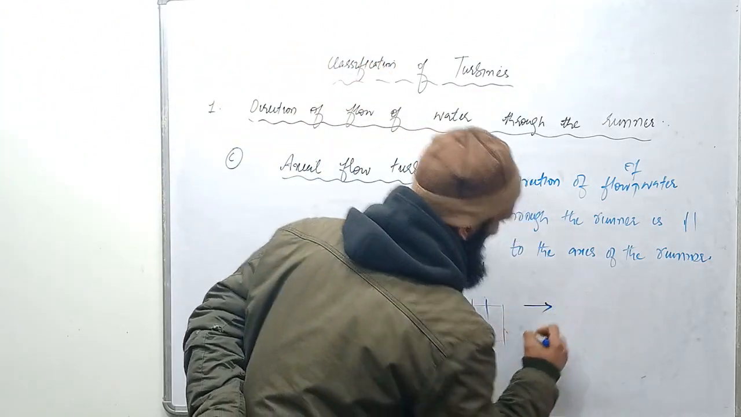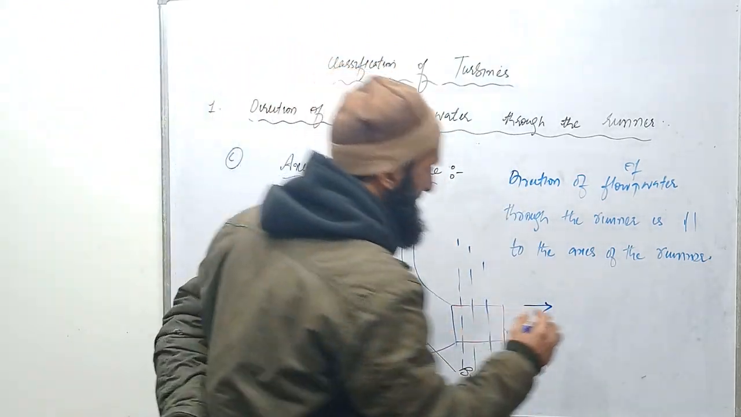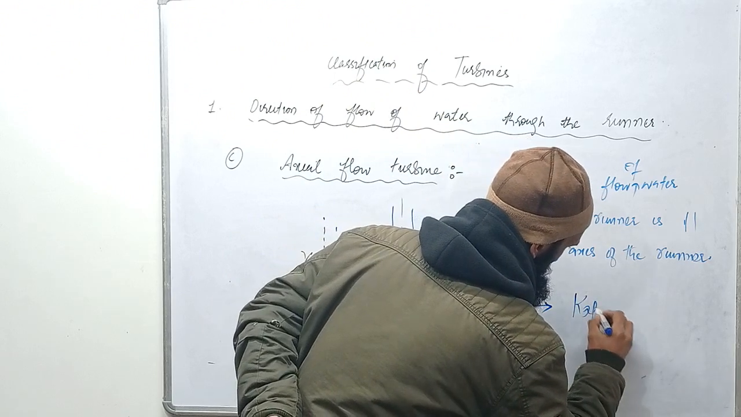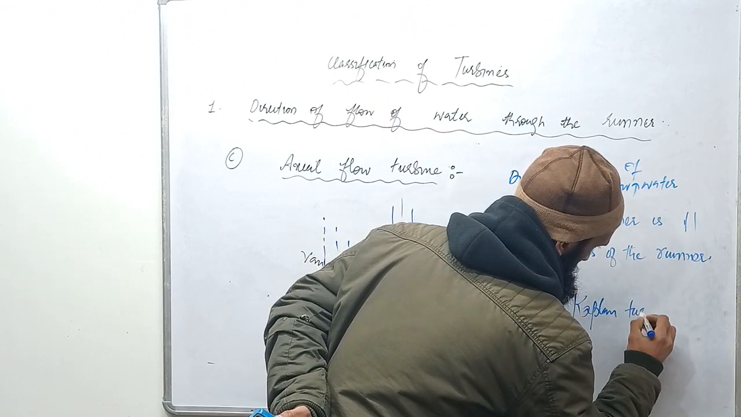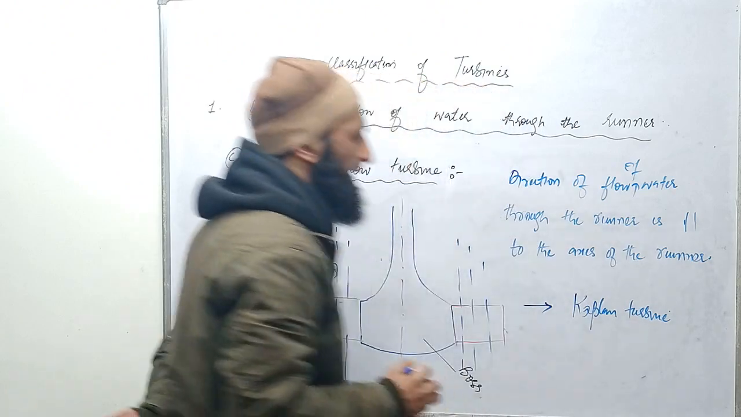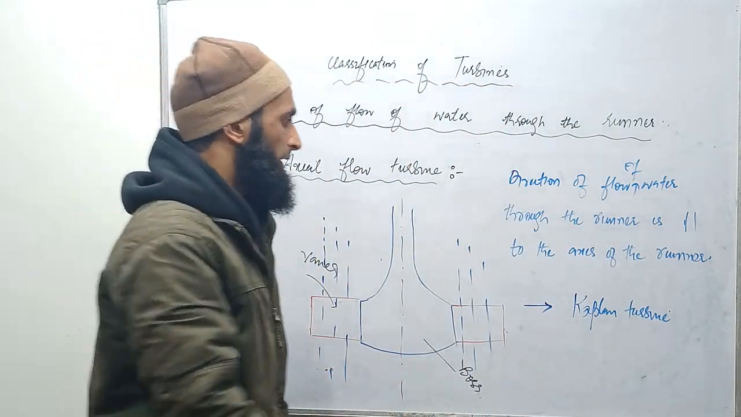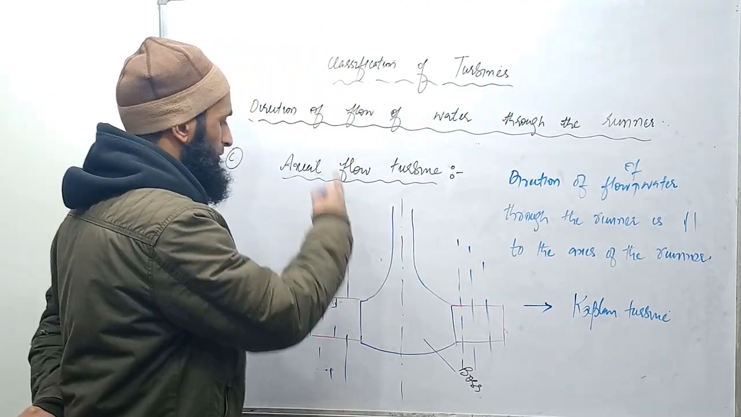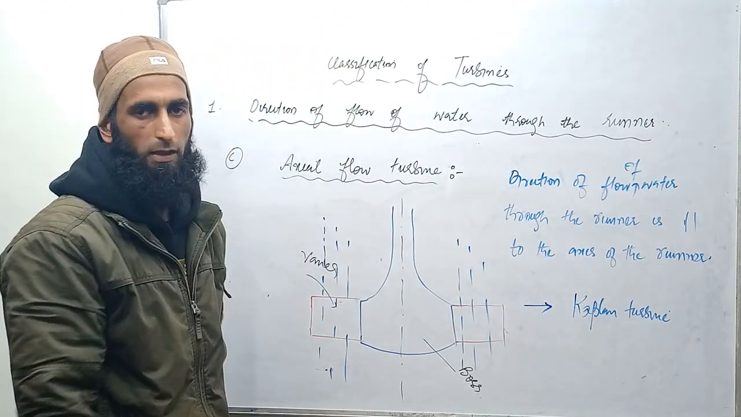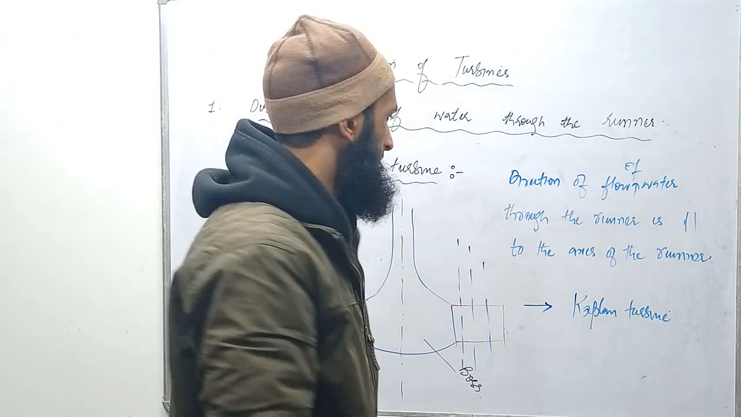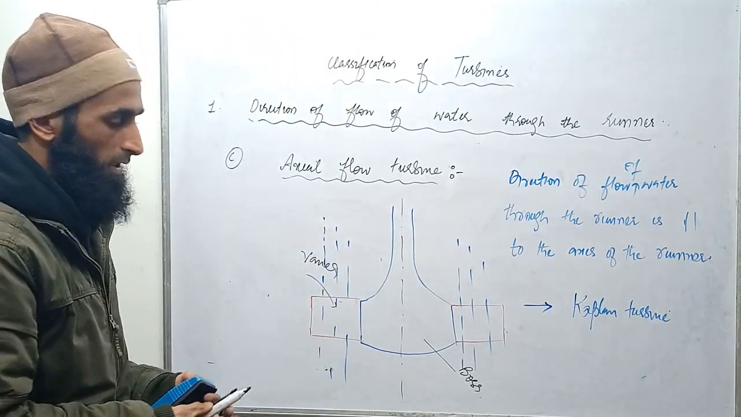In axial flow turbines, we have the example of the Kaplan turbine. Kaplan turbine is an example of an axial flow turbine. In the Kaplan turbine, water flows parallel to the axis of the turbine through the runner, which we are going to study in detail in the next chapters, next lectures.